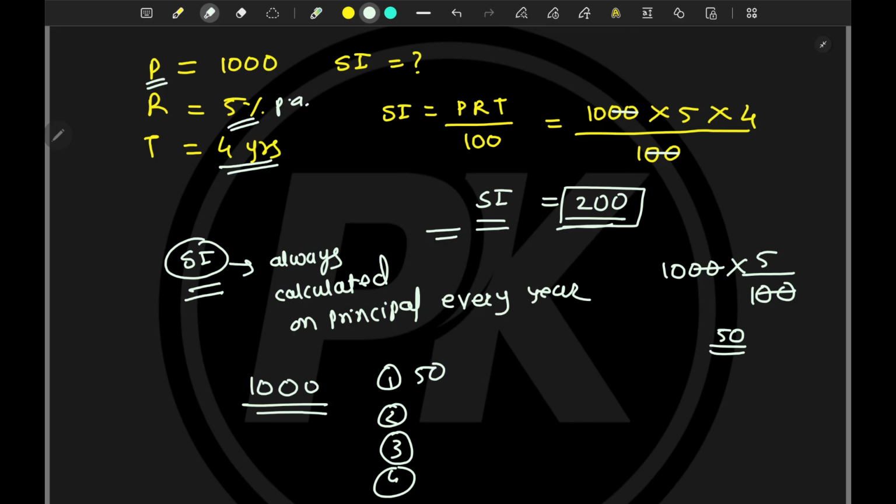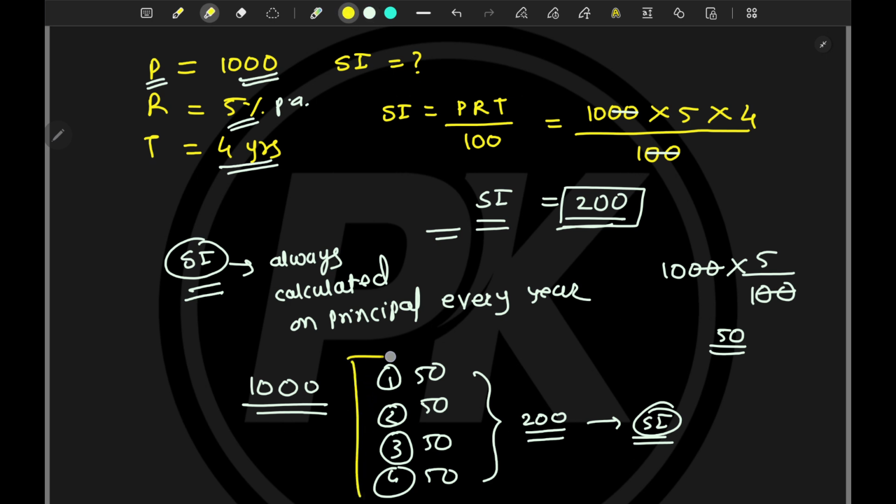Now tell me, for the second year it is also 5%, third year 5%, fourth year 5%, and it is always calculated on what? Principal amount. So for all the years it will be 50, 50, 50, 50. Now let's do the summation. What is the summation? 200. And this is nothing but your simple interest. Now tell me, which one is easy? Here, have we used any formula? No. But we directly got the answer, right? With the usage of the formula, we also calculated, and the answer is 200.